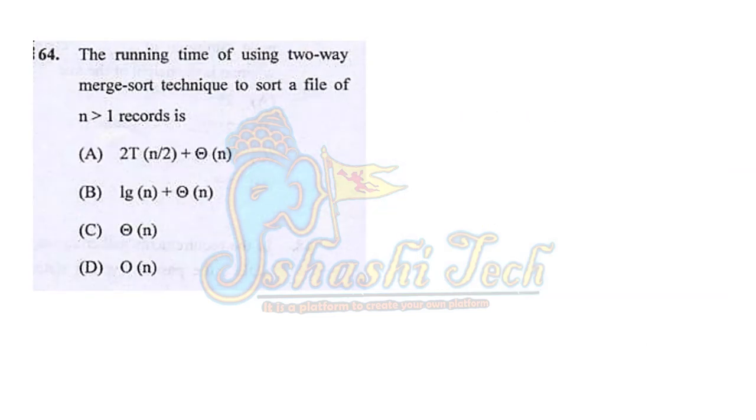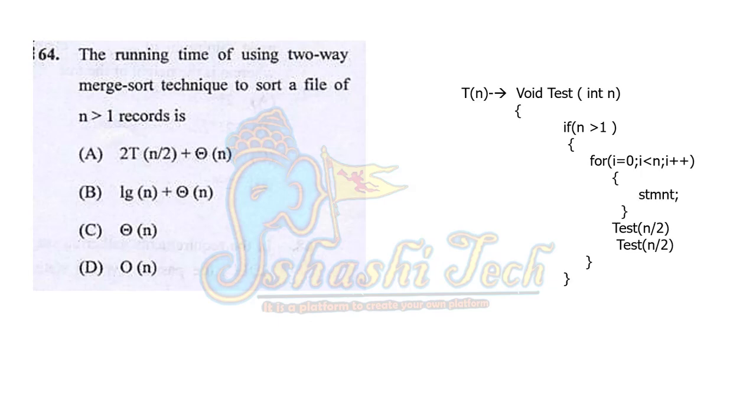Let us go to question number 64. The running time of using the two-way merge sort technique to sort a file of n greater than 1 records is... Consider a merge sort like this. That is two-way merge sort. This is an algorithm for the two-way merge sort.